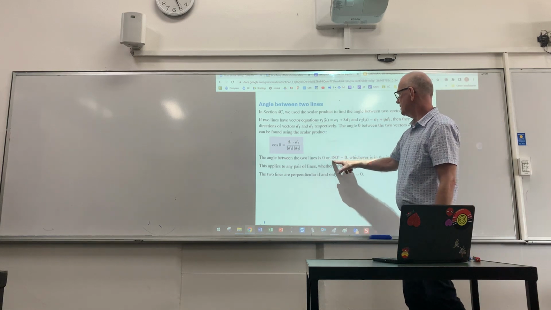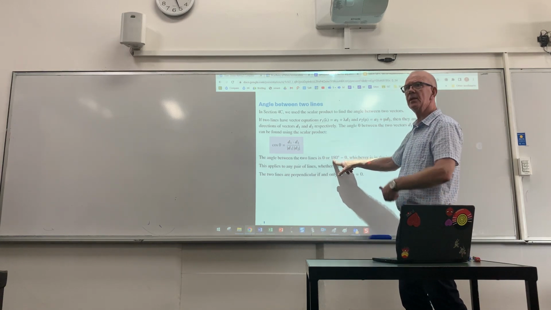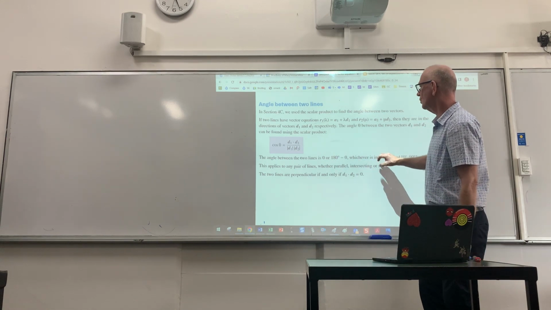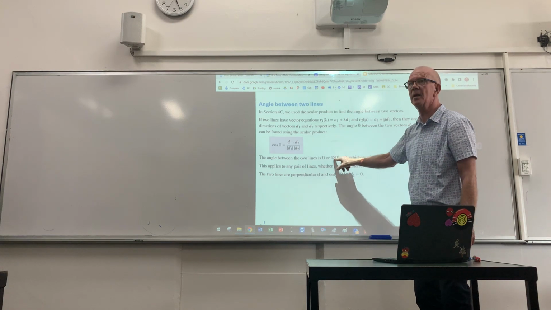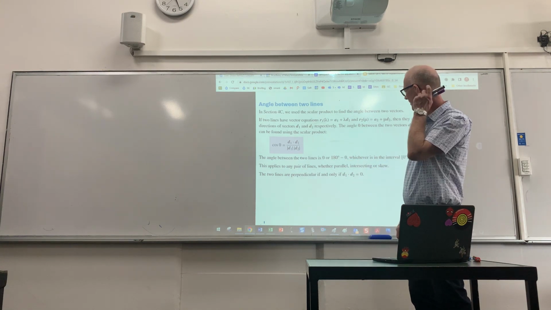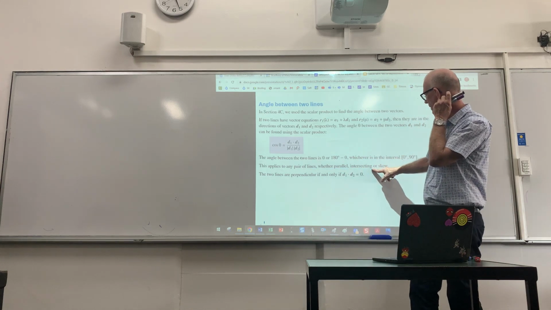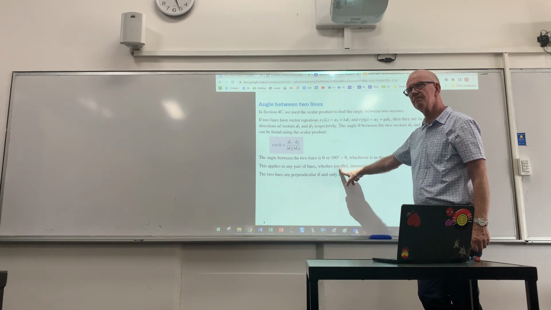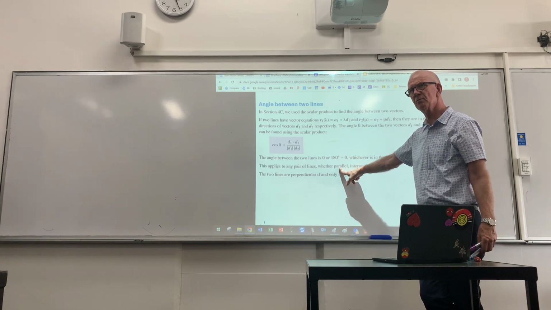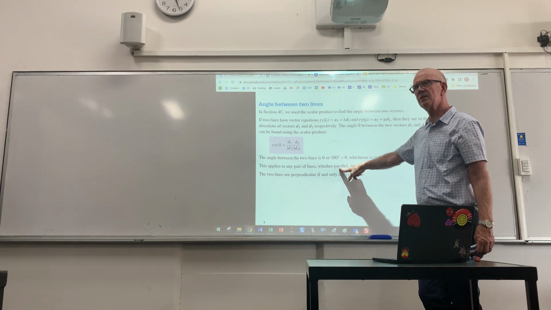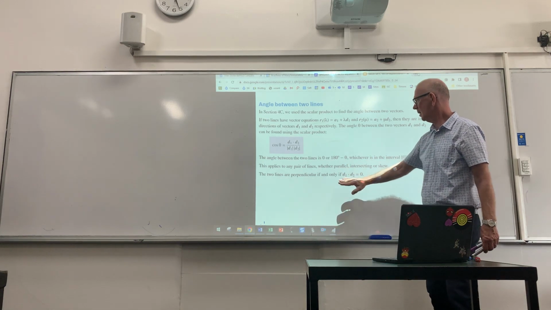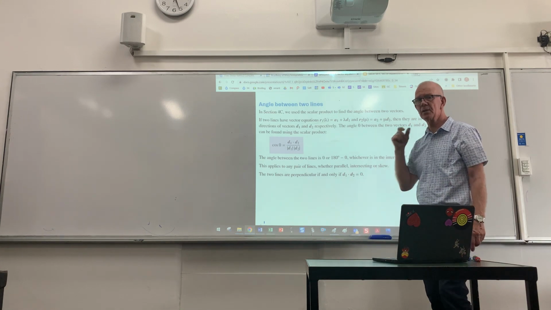The angle between 2 lines is between 0 and 180, because if you get a cosine that is a negative answer, you might get 130. If they're asking for the acute angle, you just do 180 minus that answer. Now, this applies to any pairs of lines, whether parallel, intersecting, or skewed. If they're parallel, the angle between them is 0. Even in 3-dimensional space, if they're parallel lines, the angle between them would be 0. Lines are perpendicular only if d1 dot d2 is equal to 0.